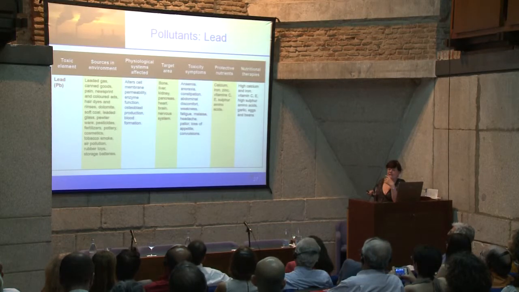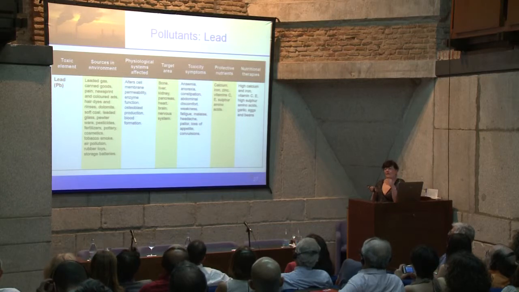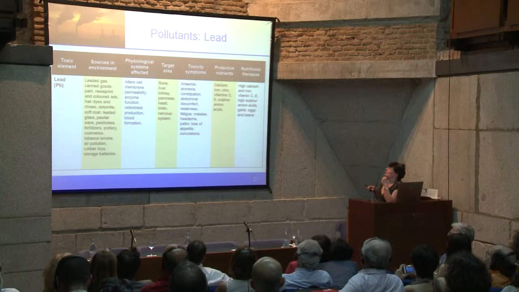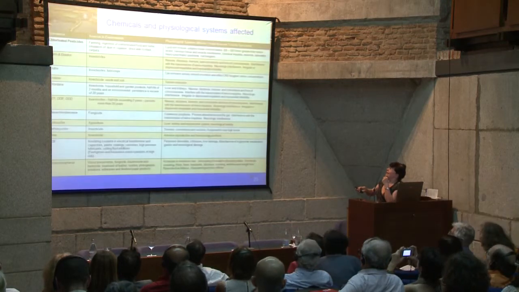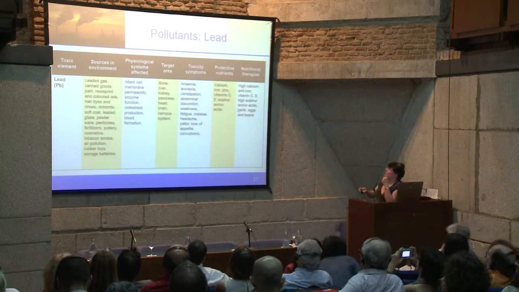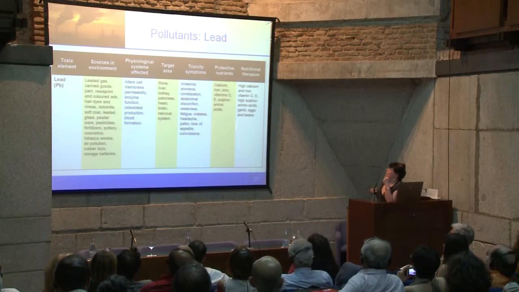I've shown this at a previous meeting here, but just to emphasize that we do need to, in a clinical setting, be aware of the effects of pollutants. Now, we know that a general body burden of pollutants can do a certain number of things, and we've had a lot of this description from Bill and so on, but actually the protective nutrients, I beg your pardon, we'll go back. The protective nutrients are these here: calcium, iron, zinc, vitamin C, amino acids, and you can use nutritional therapies with garlic and eggs and beans and high sulfur amino acids.